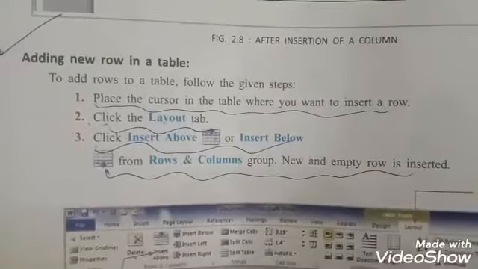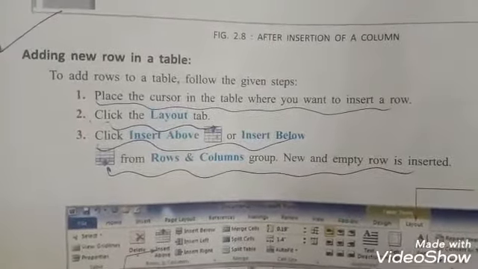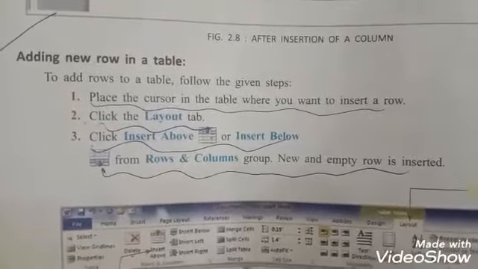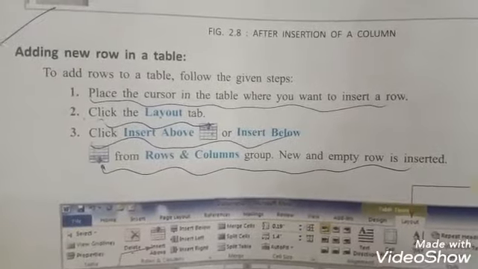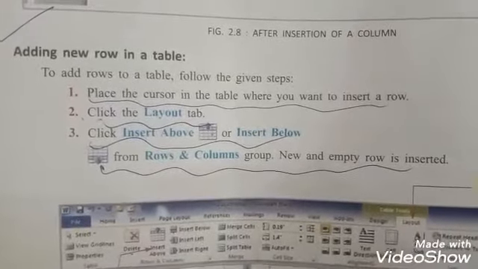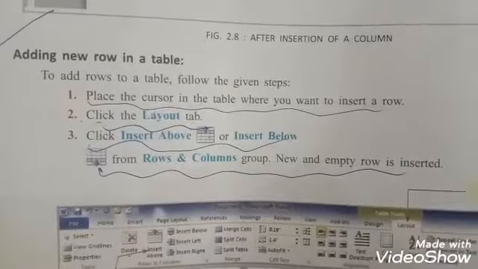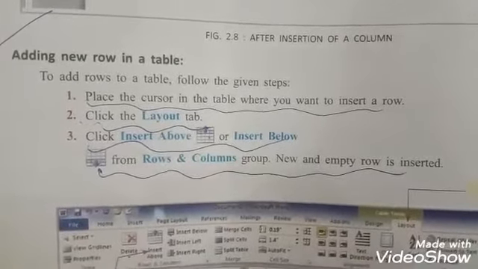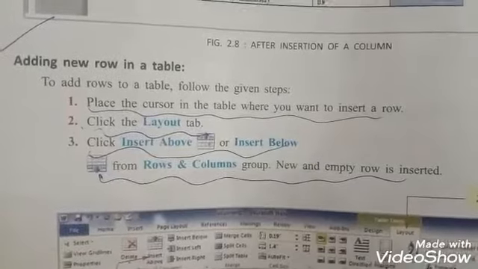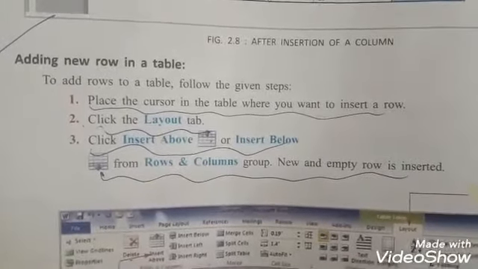Next topic is adding new row in a table. Follow the given step. First one is place the cursor in the table where you want to insert a row. Next step is click the layout tab. Click insert above or insert below. From rows and columns group, new and empty row is inserted.